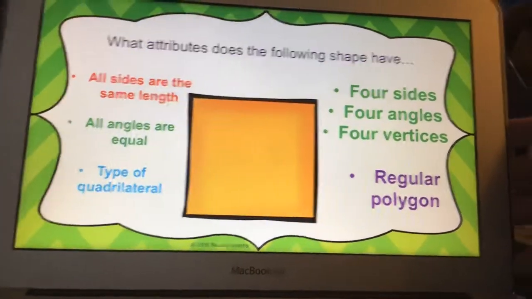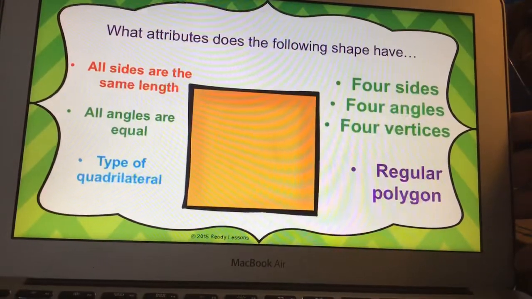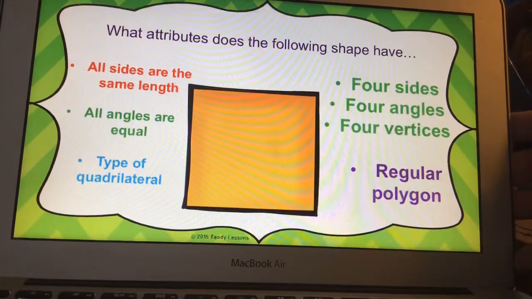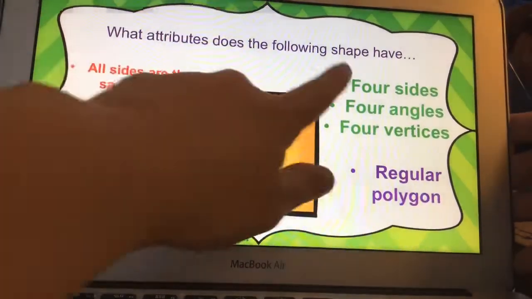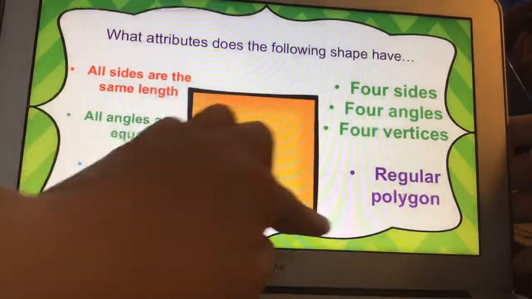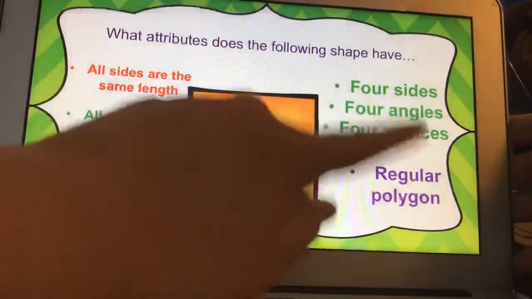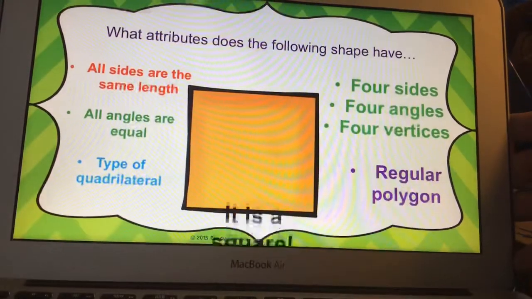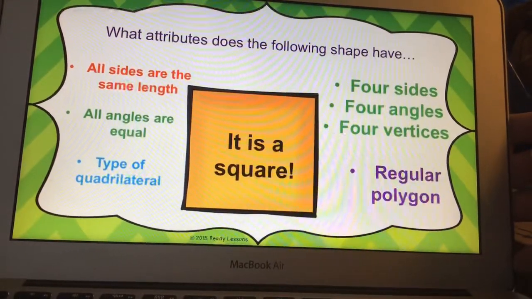What attributes does the following shape have? Well, all the sides are the same length. All angles are equal. It's a type of quadrilateral: 4 sides, 4 angles, 4 vertices or points. And they seem to be all the same size and length, so they have to be a regular polygon. This is a square. Very nice, everybody.